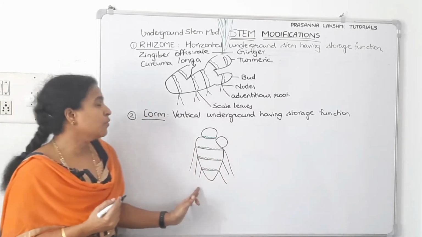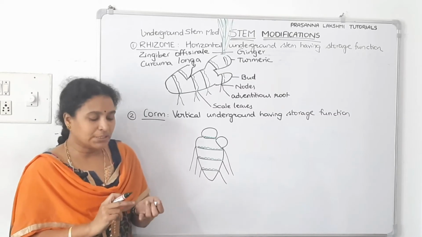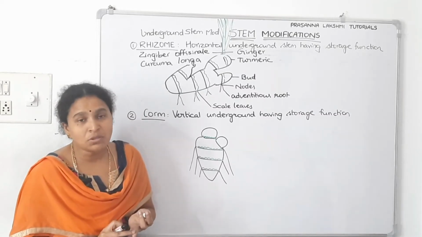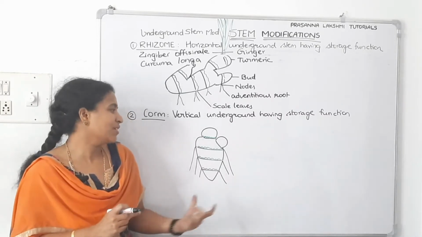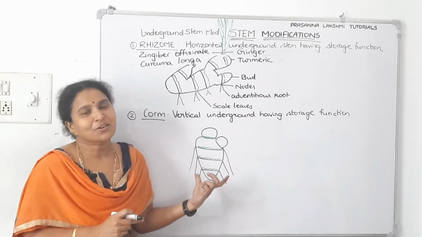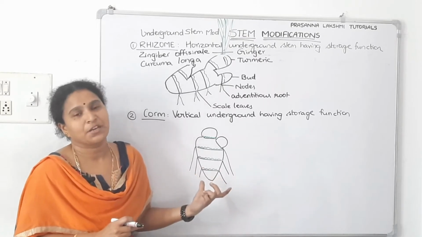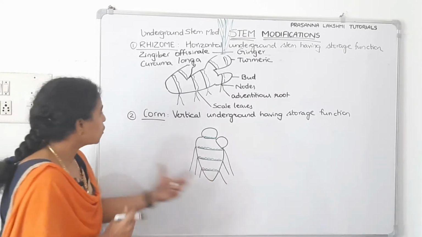So again, how can you tell that this is a stem? It is having nodes, it is having internodes, it is having scaly leaves, it is having buds, it is having adventitious roots. All these are enough to tell that corm is also a stem modification. Examples are what it brought is colocasia.